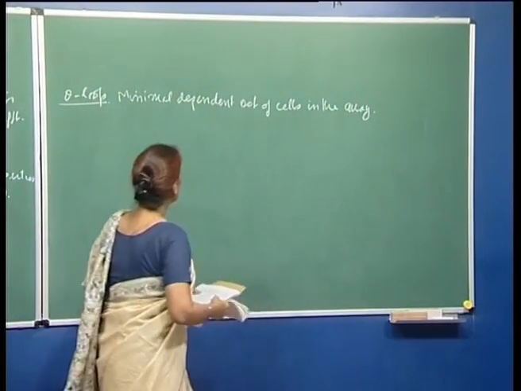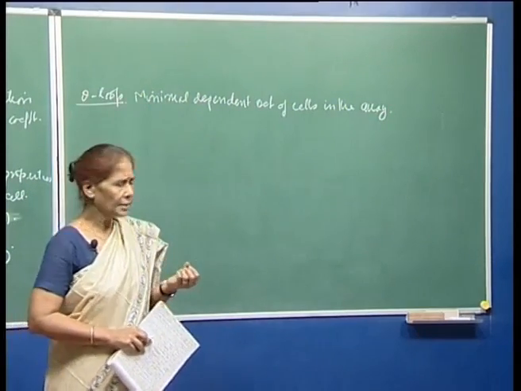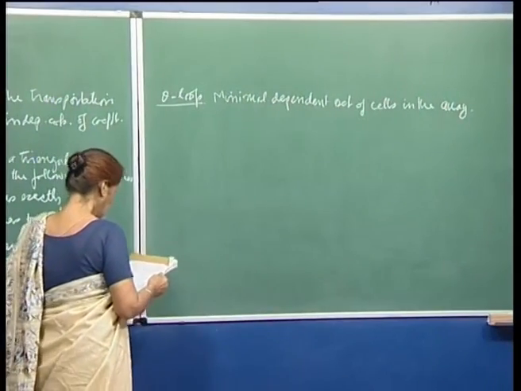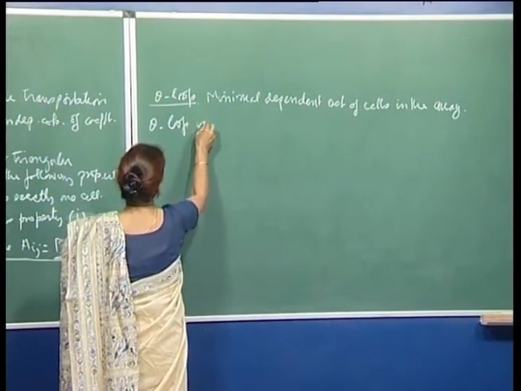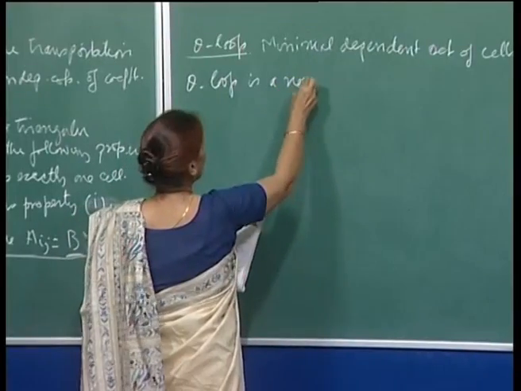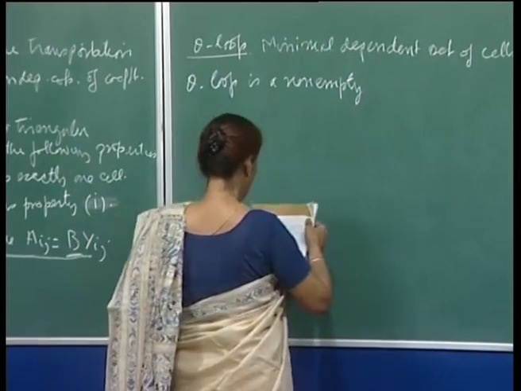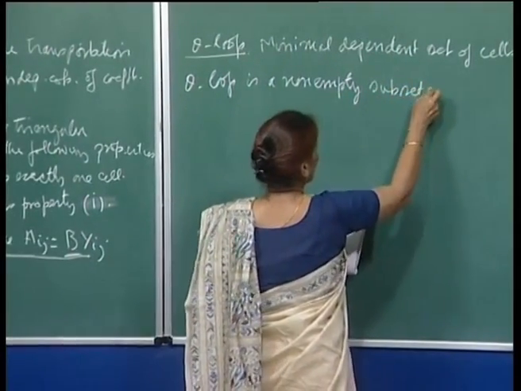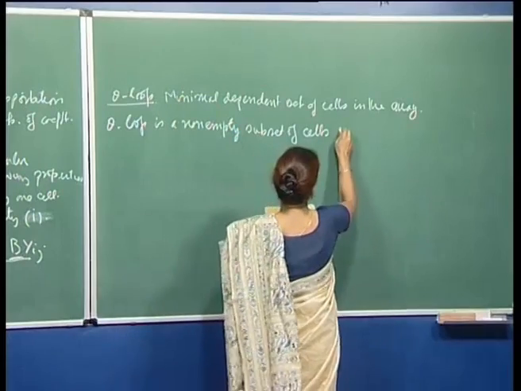Okay. So, the concept of a dependent set. Now, I have already told you what we mean by an independent set of cells. Now, we talk of a dependent set. Okay. So, a theta loop is a non-empty subset of cells with the following properties.